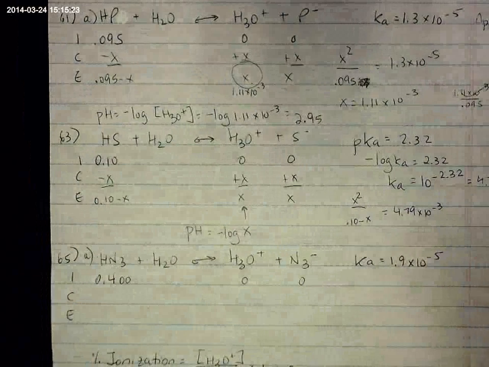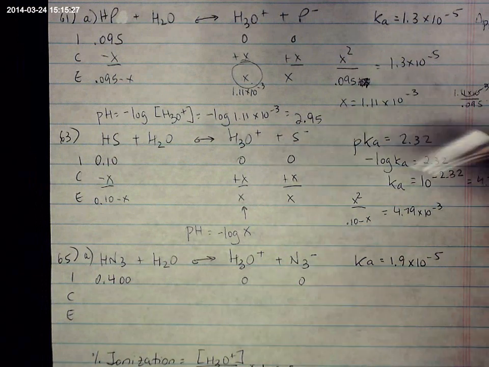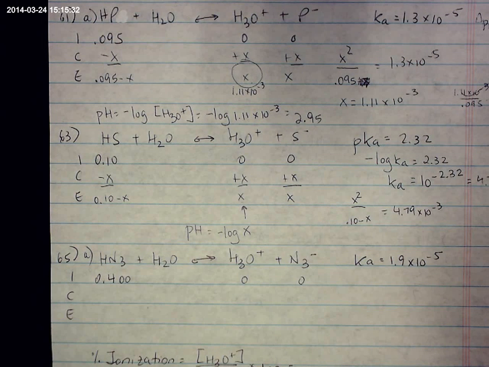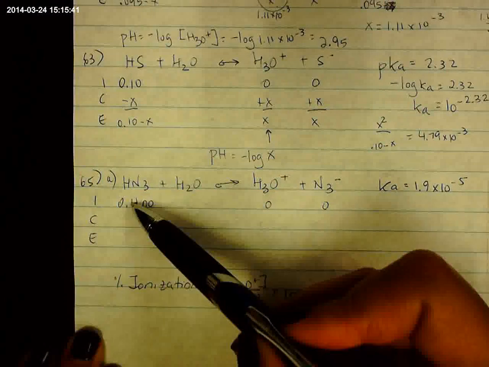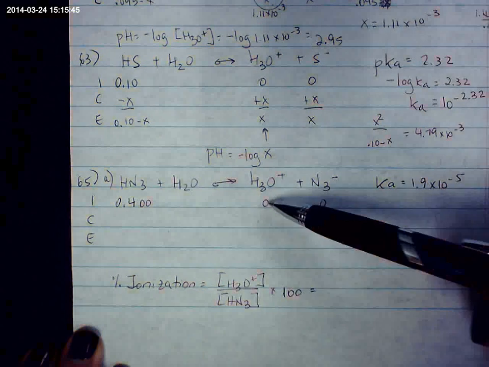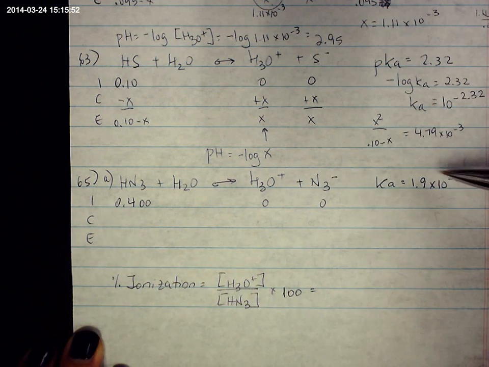Question 65 asks you to calculate the percent ionization of hydrazoic acid, and they gave me the formula, HN3, in solutions of the following concentrations. They give me 3 different concentrations. I'm only going to do part A because B and C are going to do the same thing. So for part A, I'm starting with 0.40 molar hydrazoic acid. I'm going to have 0 hydronium, 0 of this other ion, and the Ka is 1.9 times 10 to the negative fifth. Actually, they didn't tell me it. They told me to go look in Appendix D for that K value.